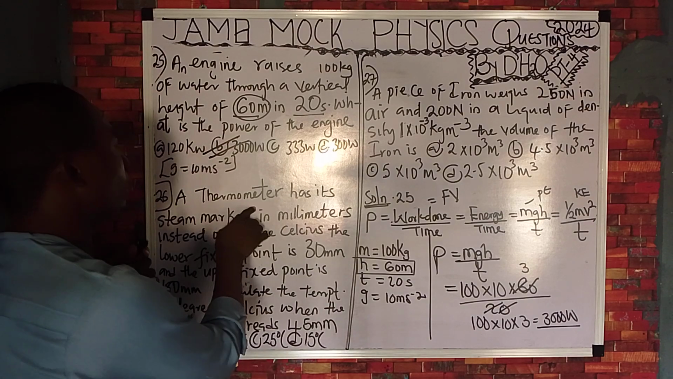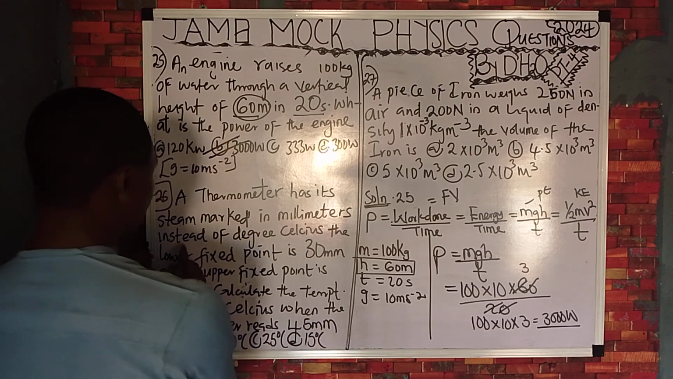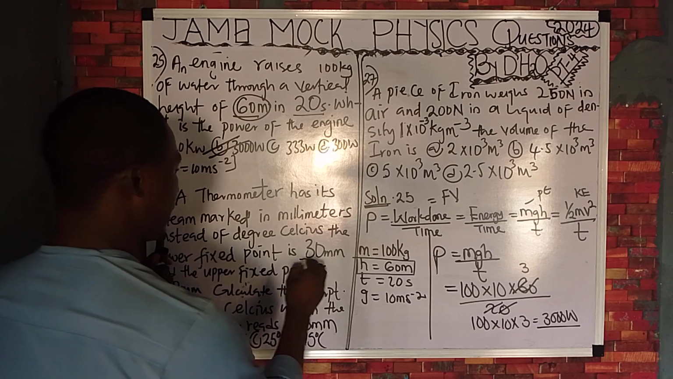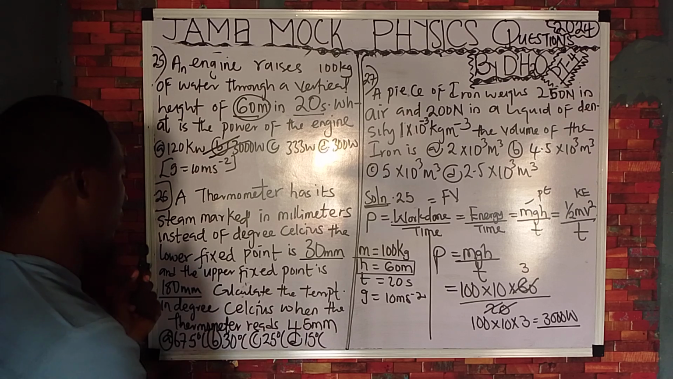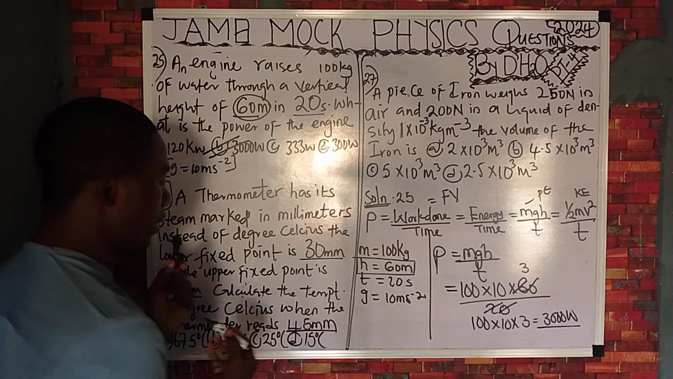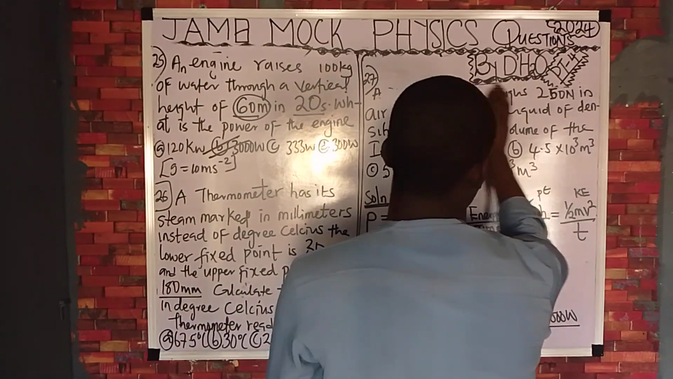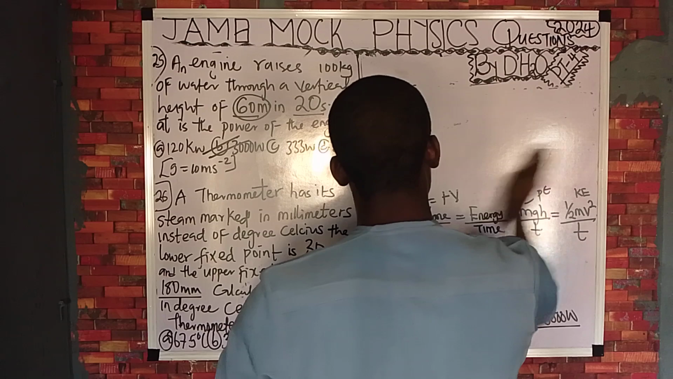He said a thermometer has its scale marked in millimeters instead of degrees Celsius. The lower fixed point is 30 millimeter, while the upper fixed point is 180 millimeter. Calculate the temperature in degrees Celsius when the thermometer reads 45 millimeter. Wow, very, very easy.